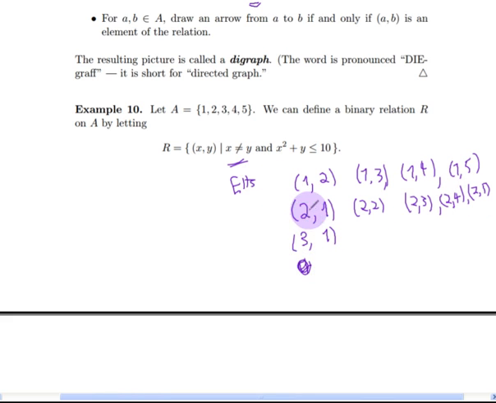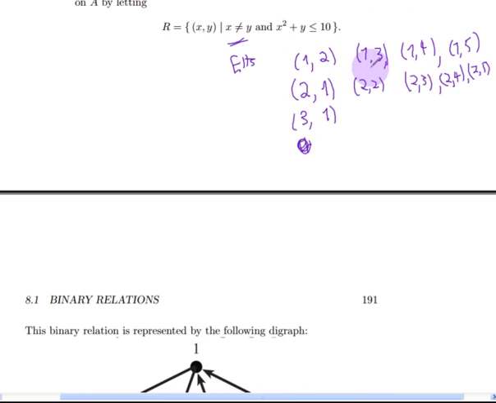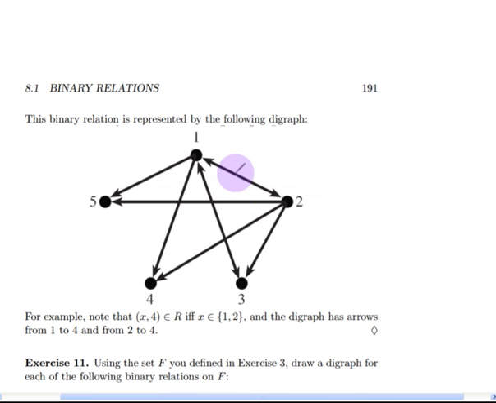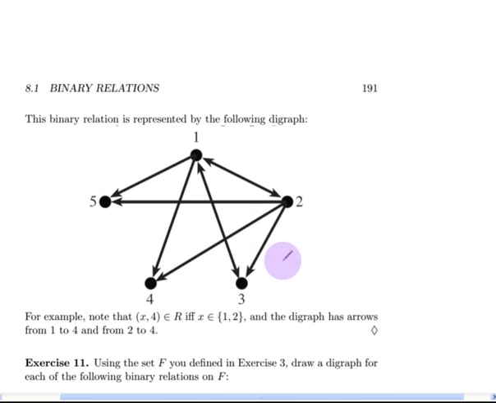So if I draw the digraph, for instance, 1, 2, 1, 3, 1, 4, 1, 5. Notice if I'm going to draw arrows from each thing that's related, I have an arrow from 1 to 2, from 1 to 3, from 1 to 4, and from 1 to 5. We also found that 2 was related to everything, so I have an arrow from 2 to 1, 2 to 3, 2 to 4, 2 to 5. We found out that 3 was only related to 1, so there's an arrow from 3 to 1. Notice these two directional arrows indicating there's an arrow from 1 to 2 and from 2 to 1. So this is all the arrows. This encodes all the information of that binary relation.